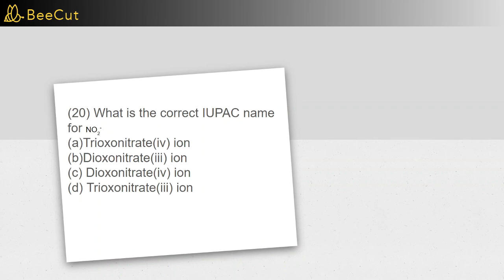What is the correct IUPAC name of NO2 minus? NO2 minus is dioxonitrate 3 ion, which is B. The correct option is B.